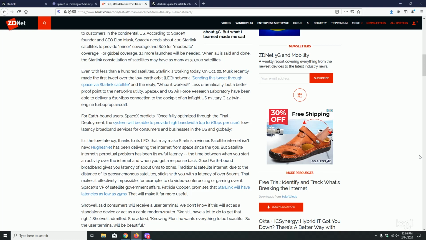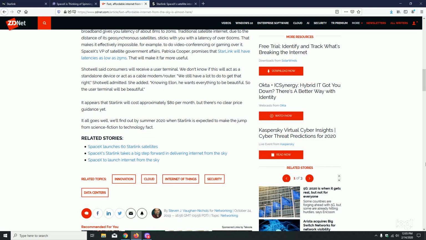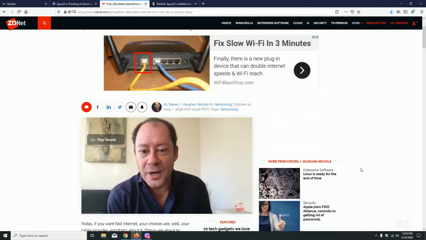You may, this summer, next summer, whatever it may be, be able to order StarLink internet home service for a competitive price, and they're saying they can deliver speeds up to over 600 megabytes. That's really impressive. It says they'll have latency of 25 milliseconds. It appears that StarLink will cost approximately $80 per month. So if all goes well in 2020, we'll be taking a look at that and trying stuff out.